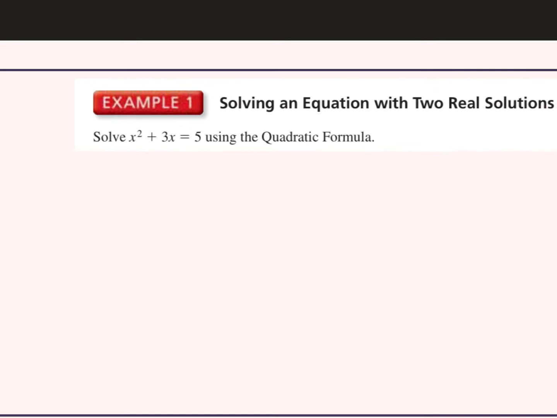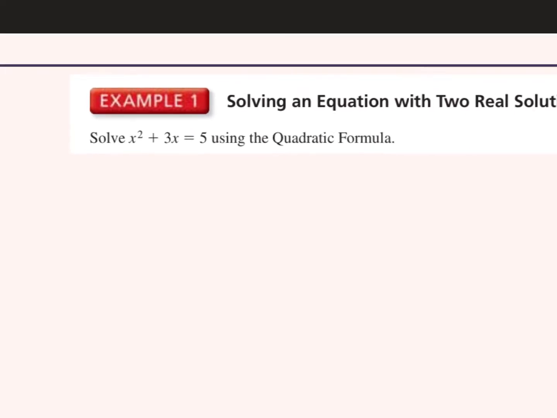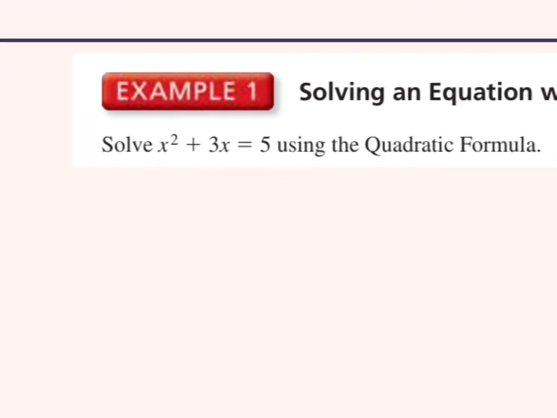All right, so example 1. We're going to solve using the quadratic formula. So our quadratic formula is negative b plus or minus the square root of b squared minus 4ac over 2 times a. What do you think I have to do first before I find my a, b, and c? I have to make it equal to 0.